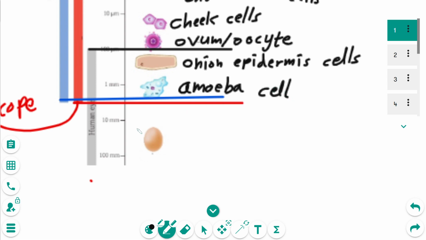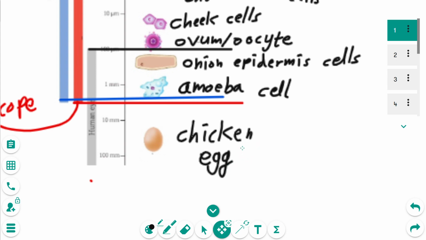And then finally, here at 10 millimeters to 100 millimeters, we have a chicken egg. We can clearly see this with the naked eye. If we were to view a chicken egg under the microscope, it would look ridiculously big. So there we go. So that's all to do with scale.